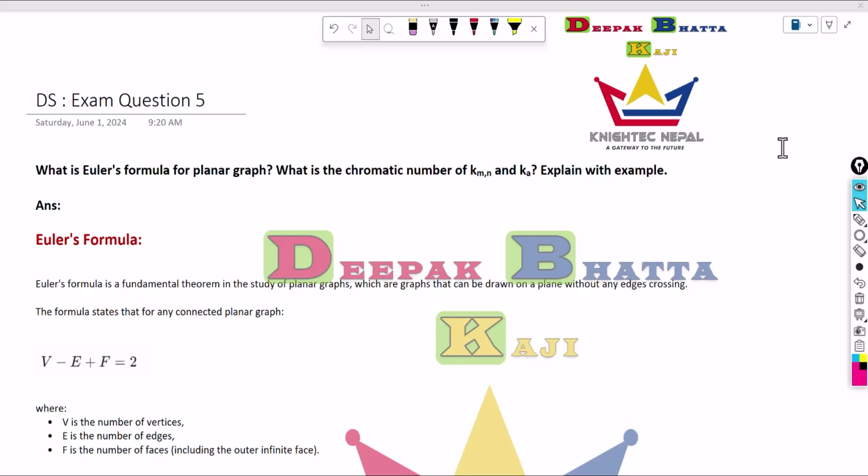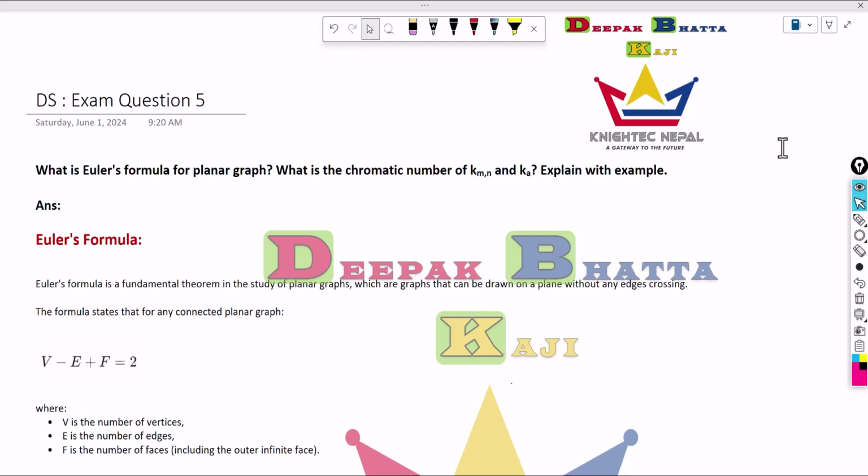Basically, how can you define Euler's formula? Euler formula is a fundamental theorem in the study of planar graphs, which are graphs that can be drawn on a plane without any edge crossing. It means we cannot cross the edge between two edges in any graph that is planar. So here I am showing an example.